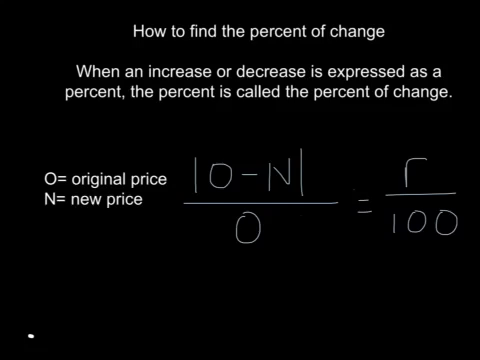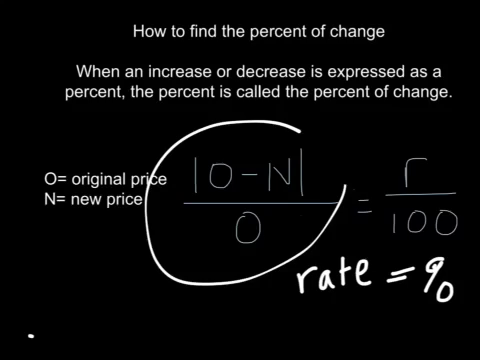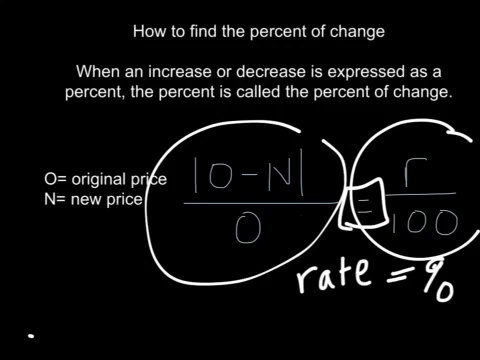And there's a formula to find the percent of change, and this is for either increase or decrease. It's the same formula. You have two variables here, O and N. O stands for the original price and N stands for the new price. So our formula is over here. We have the absolute value of the original price minus the new price over the original price equals R, which if you remember, R stands for rate, which is your percent because it's over 100. You'll also notice that this is a proportion because we have two individual ratios that are equal to each other.